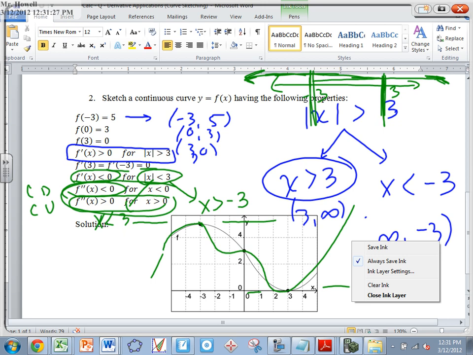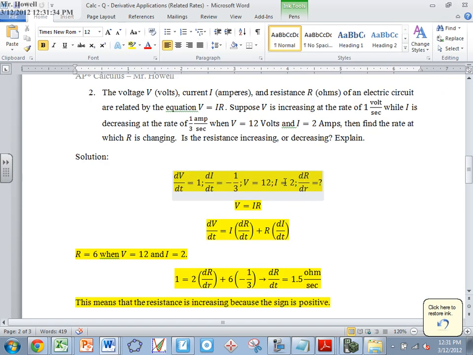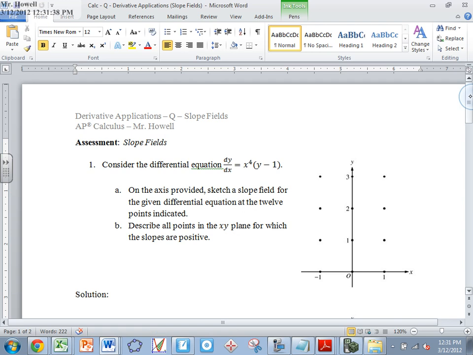All right, let's take a look at another example. That was curve sketching there. The next one is slope fields. Oops, that's related rates. All right, so the first example for slope fields, you're supposed to do two things. Remember, you didn't have to solve the particular solution at all here. All you need to do is plot the fields. That's it. And then after that, describe the points for which slopes are positive.